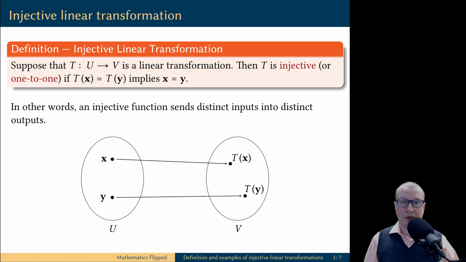And we can interpret this definition as follows. An injective linear transformation sends distinct inputs to distinct outputs.